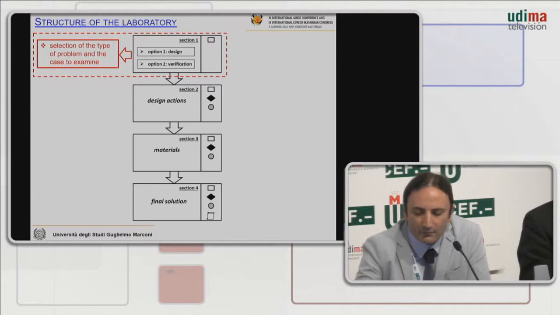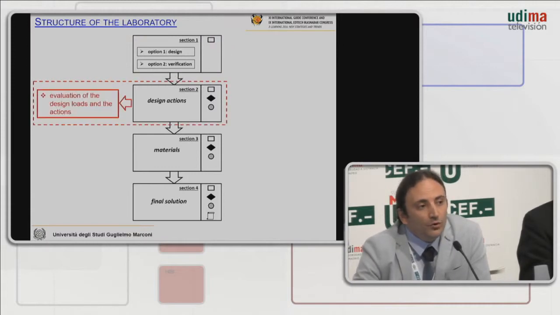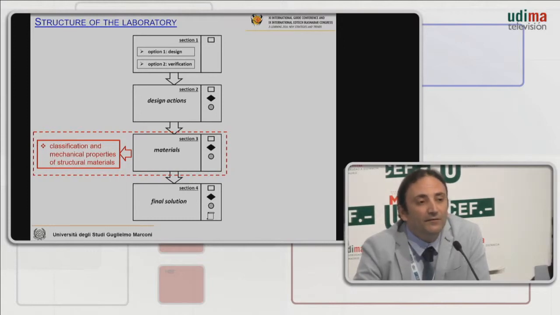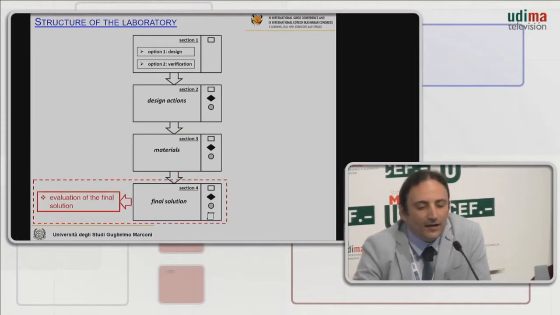presented many examples. The section 2 concerns the derivation of the design laws and the design actions according to the specific indications contained in the Italian code. The section 3 concerns the identification of the class of materials, still considering the specific indication contained in the code. And finally, the section 4 concerns the derivation of the final solution of the problem.